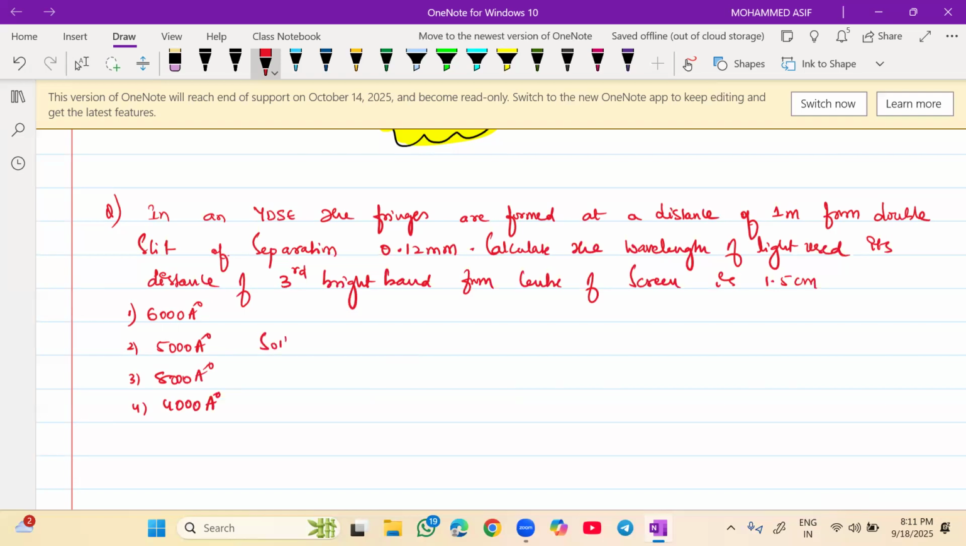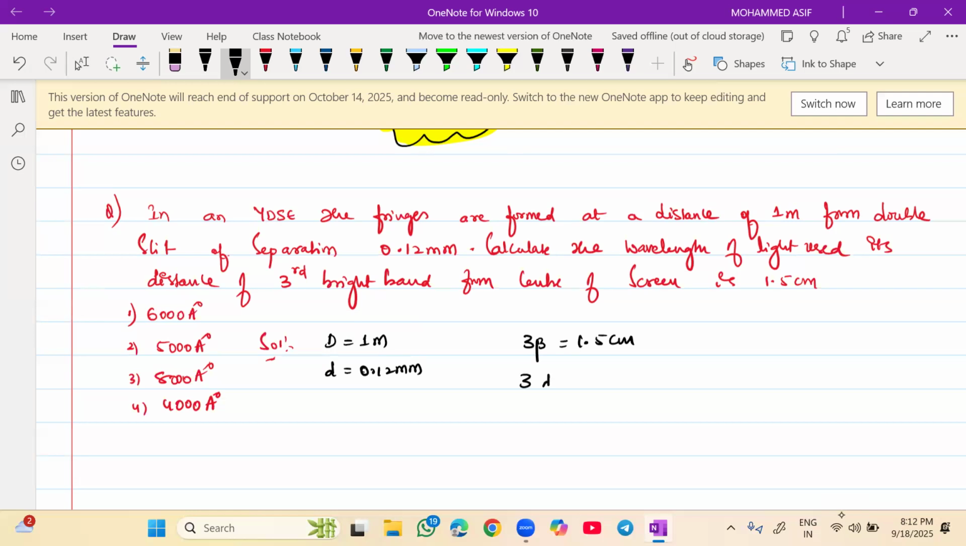पहले क्वेश्चन को पढ़ो. Read the question. In a YDSE, the fringes are being formed at a distance of how much? 1 meter, यानी capital D is equal to 1 meter. From a double slit separation of 0.12 mm, यानी small d. Let's calculate the wavelength of light used if the distance of the third bright band from the center of the screen is 1.5 centimeters, यानी third fringe, so this will be 3.